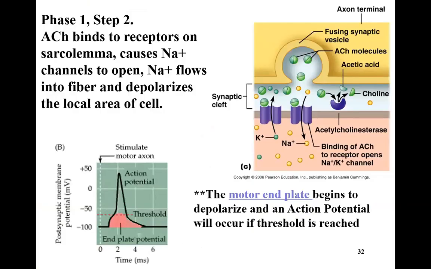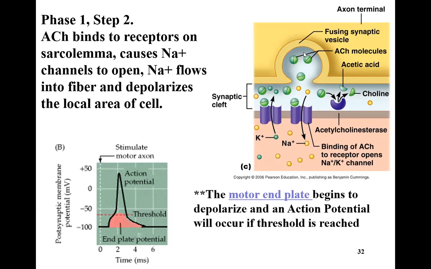Next, step number 2 here, just like with a postsynaptic neuron, we also have acetylcholine binding to these specialized receptors on the motor end plate. Sodium channels open, sodium comes into the cell, there's an influx of sodium, and that is going to depolarize the local area of the cell. So in other words, we just created a graded potential in, or right next to the motor end plate. Okay, so the same exact thing is happening here as we saw in the neurons.